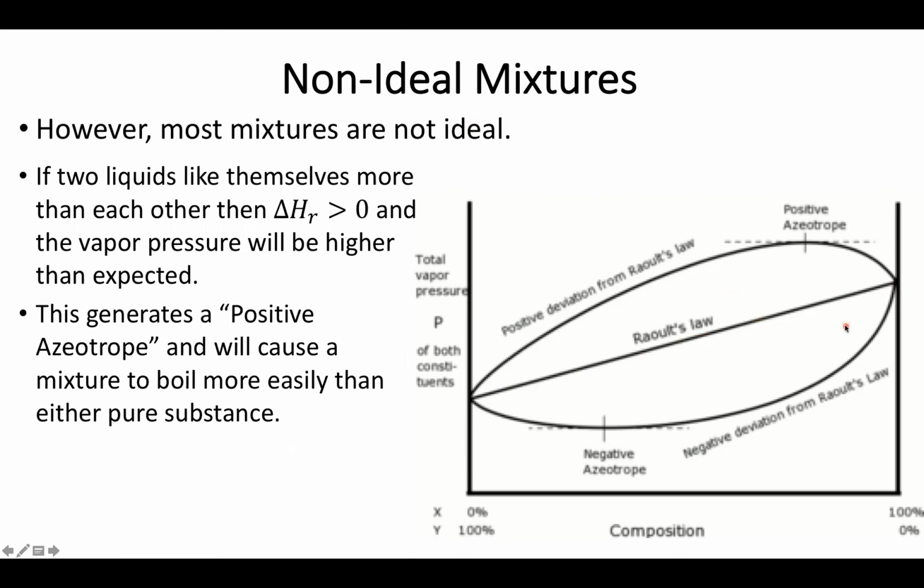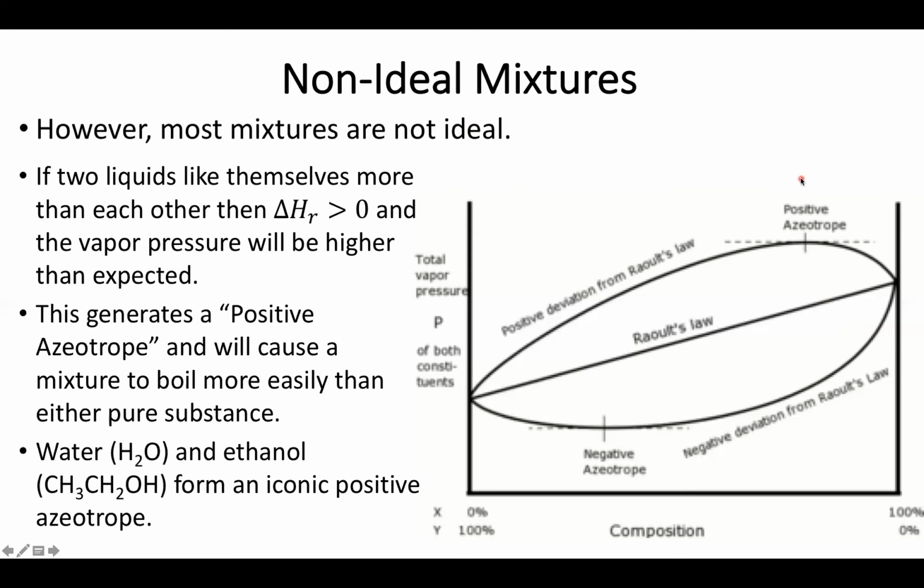So if I've got grease and water, as I add more grease, the water doesn't like hanging out there. So it says, screw you, I'm going home, and goes into the gas phase because it doesn't want to be part of a mixture. So if you have something like this positive azeotrope, the most classic being water and ethanol, it's going to be slightly easier to boil a mixture of ethanol and water than it will be to boil just straight water or just straight ethanol.